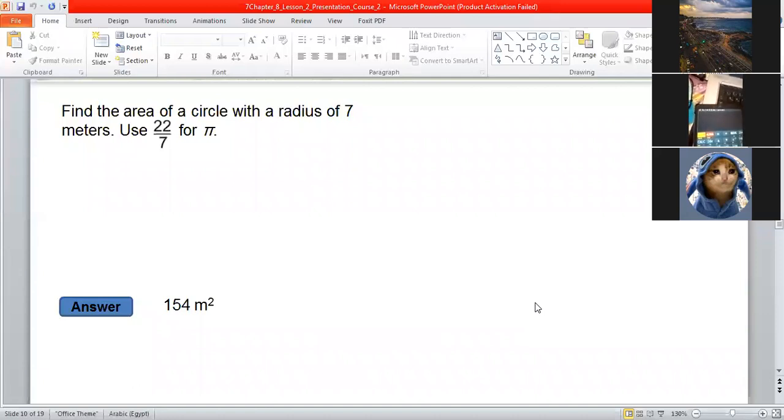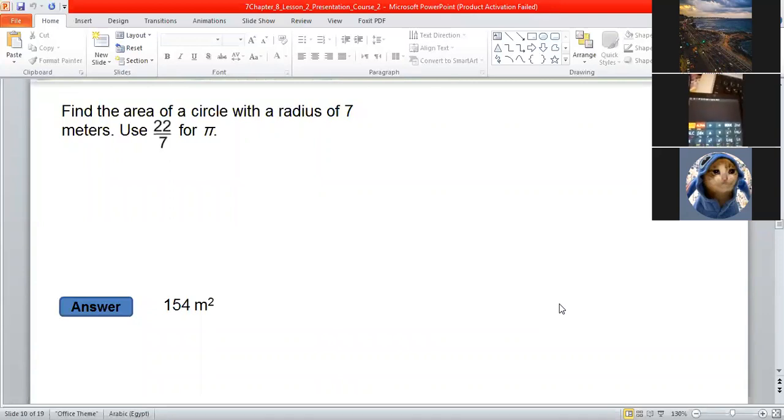Look with me, Muhammad. Can you tell me the rule of the area firstly? 22/7 times the... No, I need the formula. I need the rule. Pi times r squared. Again, Muhammad, the area of the circle is equal to what? Pi r squared. So the area of the circle here, Muhammad, is equal to pi r squared.